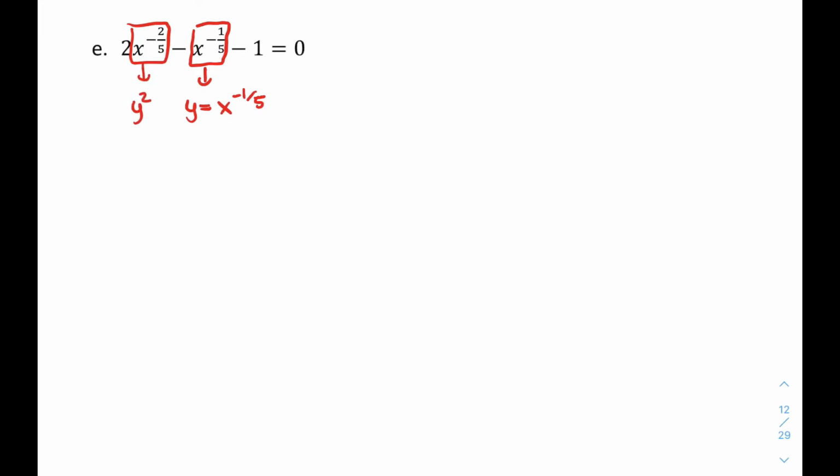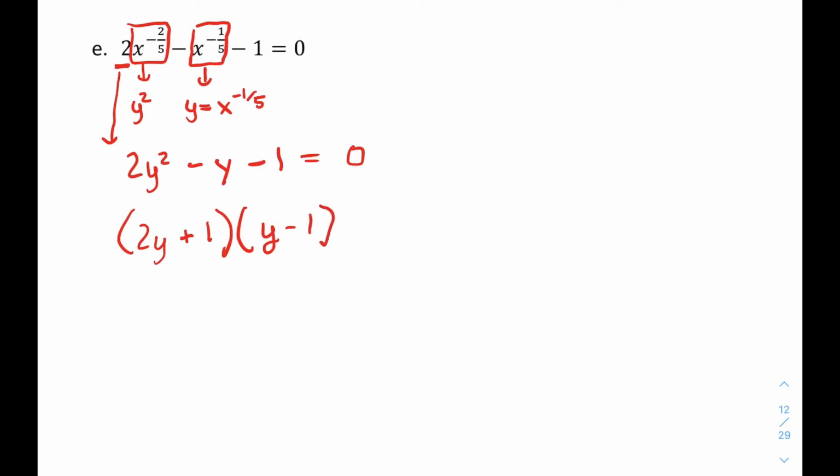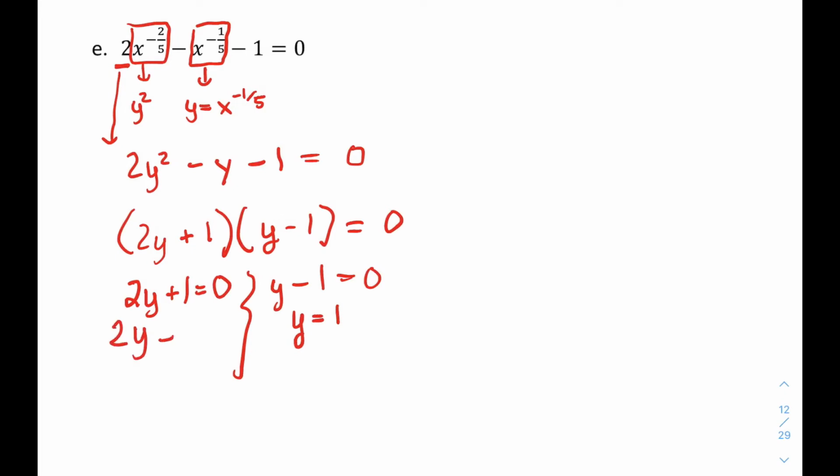So if I'm substituting, I'm replacing my x to the negative 1/5 with y, and that means my first term needs to be rewritten as 2y squared because it had that coefficient of 2 out in front. So for my rewritten equation, I am just going to factor it into, let's see, 2y plus 1 and y minus 1. Yeah, that works. Set each factor equal to 0. I'm going to end up with y equals 1, and then y equals negative 1/2.